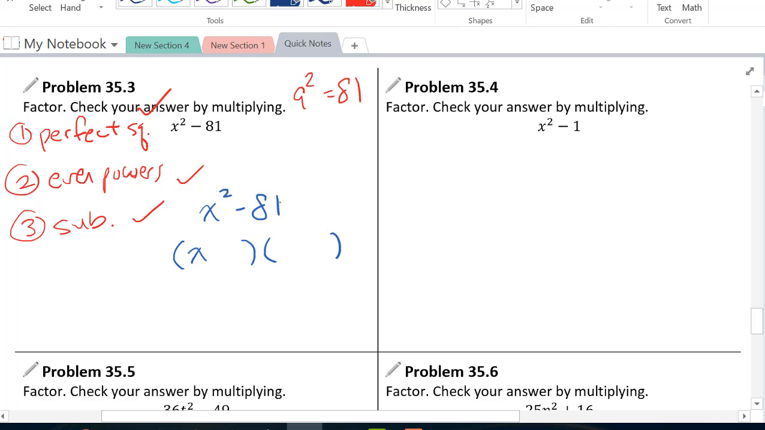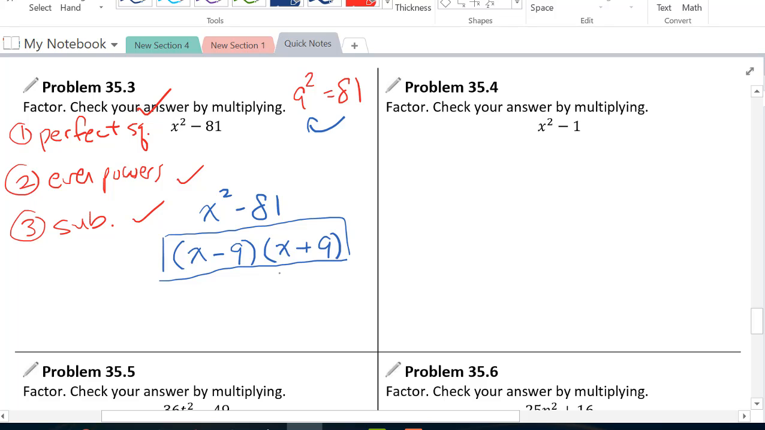And then you're going to square root 81. What's the square root of 81? That's going to be 9. So it's going to be x minus 9. And then the other one is just the same exact thing, but the opposite sign. So it'll be x plus 9. Okay, and that's it. That's how you factor it.